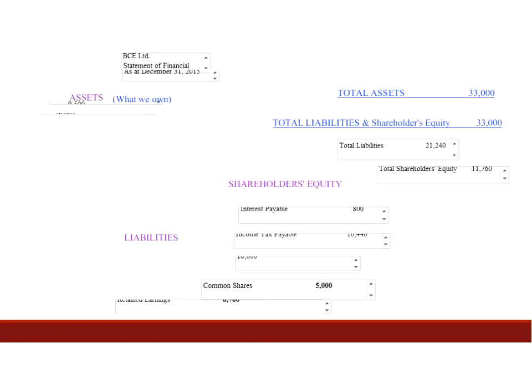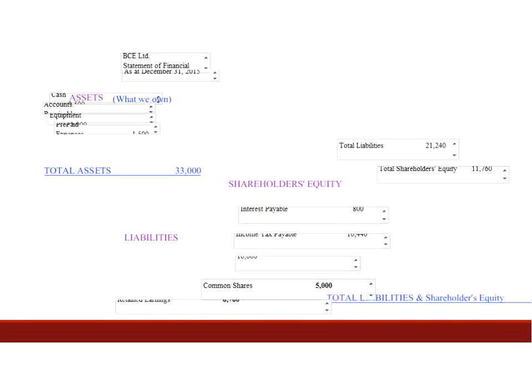And then we'll get what we call our total assets. So we'll add those all together and get our total assets. Next, we'll look at our liabilities. And our liabilities are really what we owe.